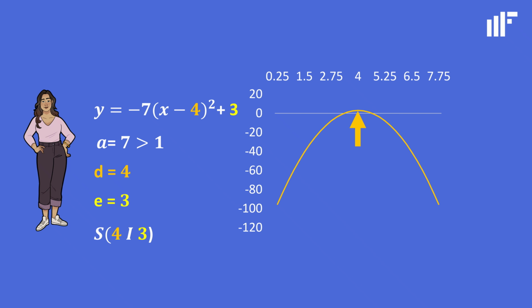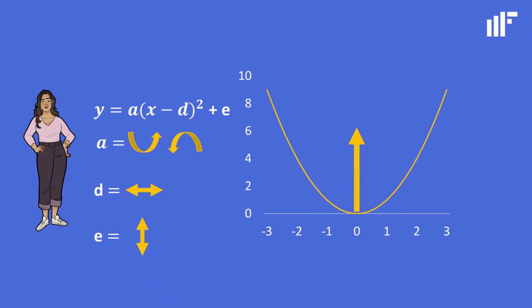Remember, the sign of the a decides if the parabola opens upwards or downwards, and the size of a decides if it's stretched or compressed. The d moves the parabola left and right, and the e upwards and downwards.